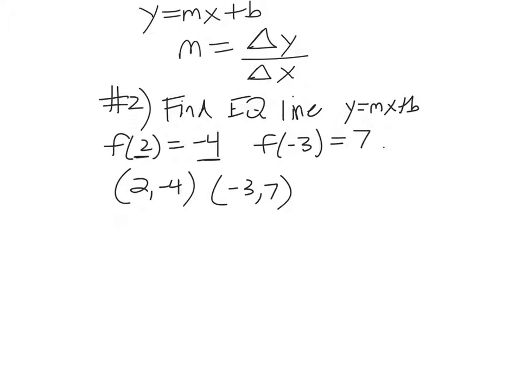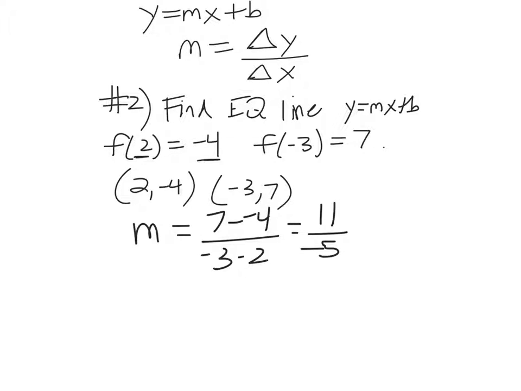So our first step is to find the slope. We're going to go 7 minus -4 over -3 minus 2, which is what? 11 over, ew, really? -5? Did I do that right? Do you always get confused, like, okay, are you sure? Because it came out to be a really ugly number, but yeah, looks right to me.